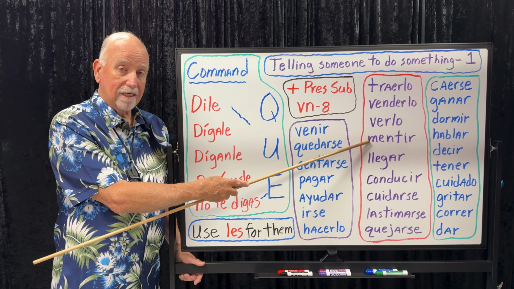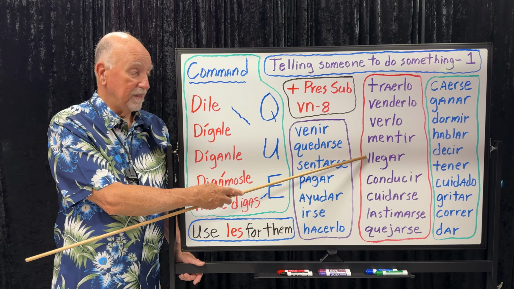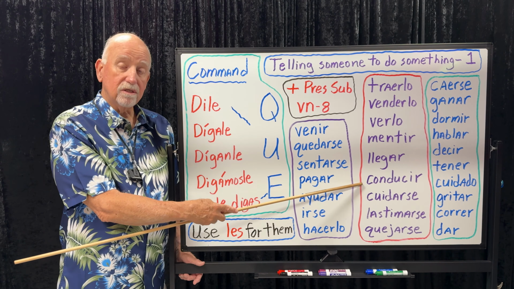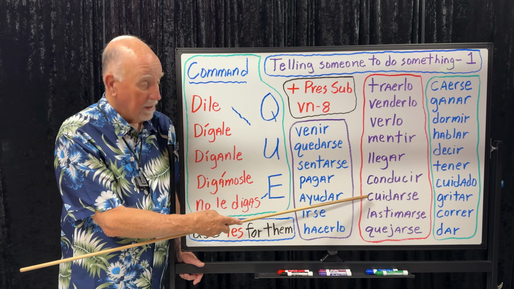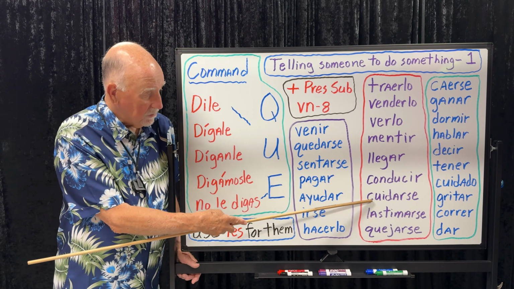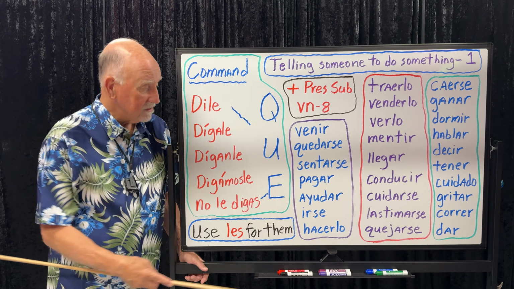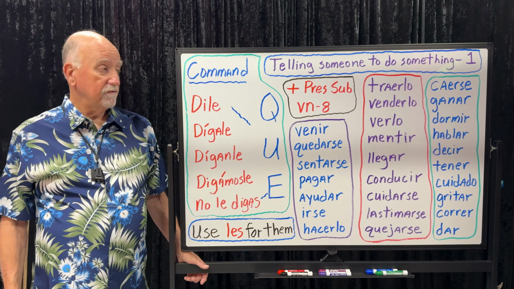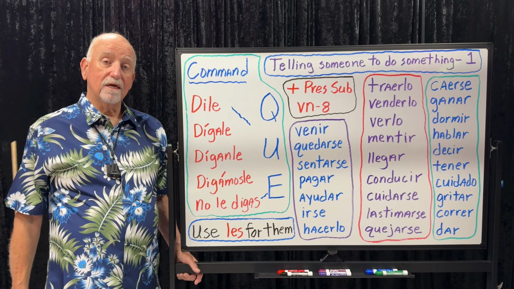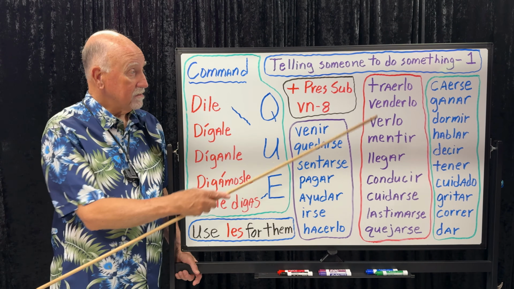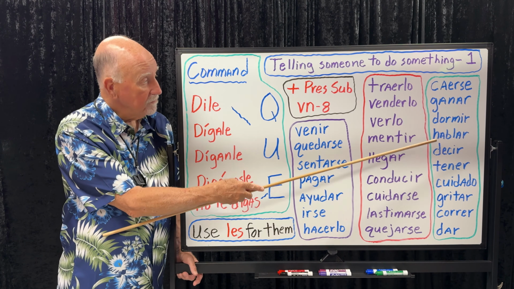Mentir, to lie, that's an E to IE stem change. Llegar, that's a cargarzar, we're going to get the G-U-E. Llegar, to arrive. Conducir is a ZC, like conduzco and traduzco. Merezco, I deserve. Cuidarse is reflexive, to take care of yourself. Lastimarse is to get hurt, reflexive. Quejarse is to complain, reflexive. Over here, caerse. Not only is it reflexive, but it is a go verb. Caigo, right? Caerse. Ganar, to win. Dormir is an O to UE, to sleep.